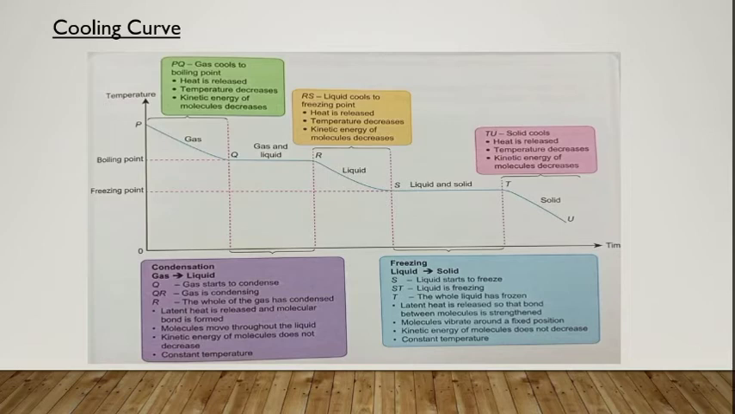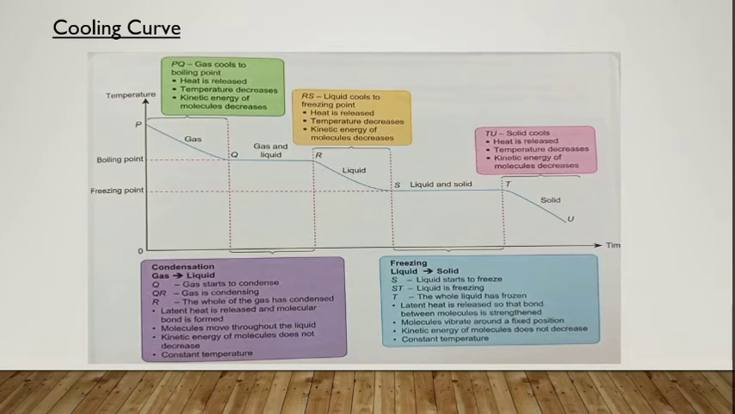Freezing, liquid to solid. Process S: liquid starts to freeze. ST: as the liquid is freezing. T: the whole liquid has frozen. Latent heat is released so that bonds between molecules are strengthened. Molecules vibrate around a fixed position. Kinetic energy of molecules does not decrease.